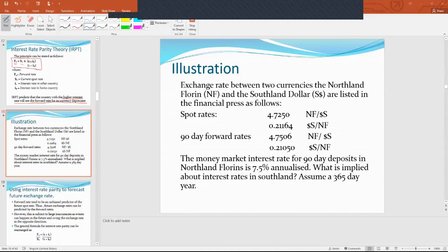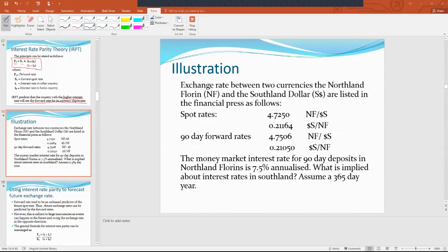So you want to determine what will be the rates applicable in South Sudan, okay? You'll be given the forward rates here, so you can decide to use whatever quotation you want, either direct quotation or indirect quotation, what I prefer. So we are told that the 90-day forward rate is equal to 4.7506, which will be equal to the current spot rate, 4.725, multiplied by 1 plus the interest applicable. The quotation is the NF to the dollar.